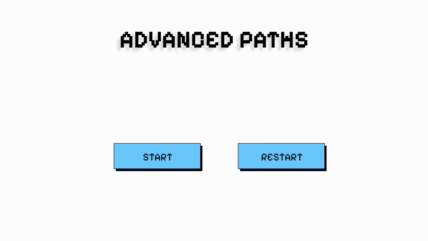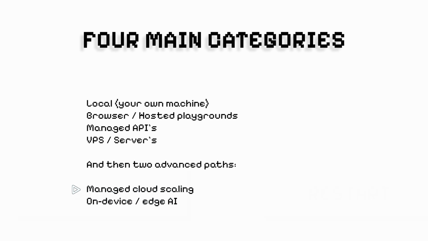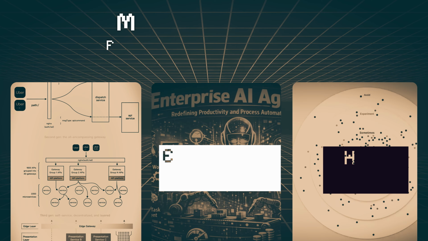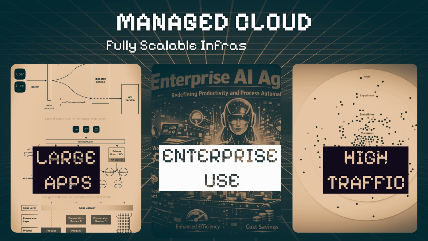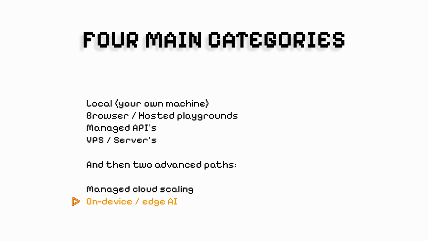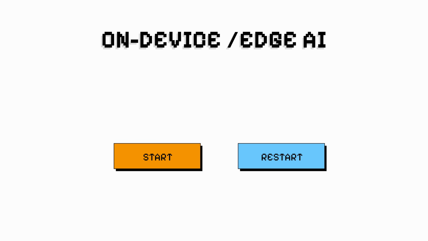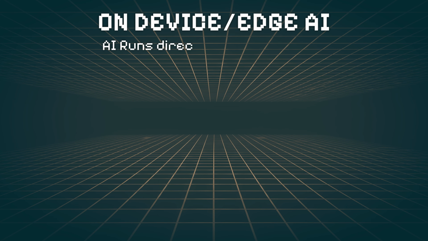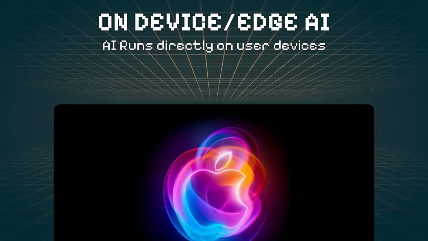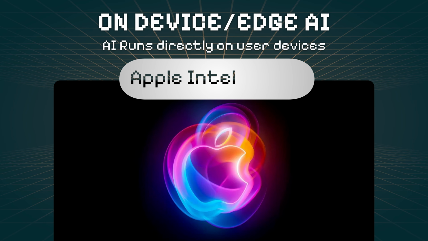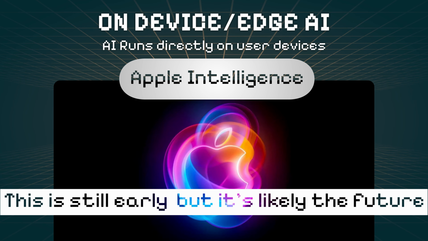Advanced paths. Here are two quick advanced directions. First is managed cloud. This is fully scalable infrastructure, which can be best for large apps, enterprise use, or places where there is high traffic. The other one is Edge AI. AI that runs directly on a user's device, something like Apple Intelligence. This is still early, but it's likely the future. Right now, Llama 4 is going in that direction also.